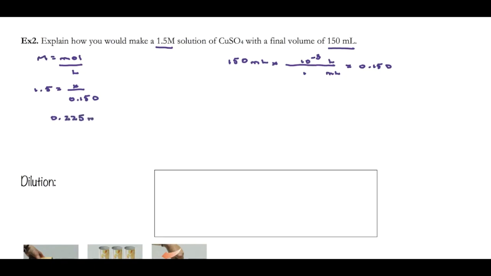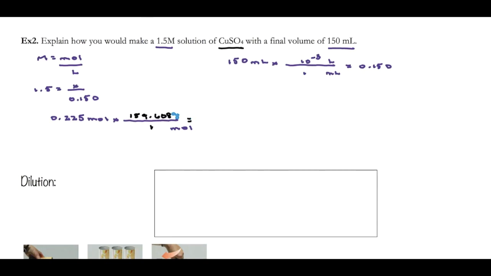Okay, perfect. However, I can't measure moles in the lab, so I'm going to have to get out of moles, and what I can measure with respect to mass is my grams. So the only issue here, I need to know the molar mass of copper sulfate. So the molar mass of copper is 63.546, the molar mass of sulfur is 32.066, and the molar mass of oxygen is 15.999, but I need to multiply that by 4 because I have 4 oxygens. And so the molar mass that I get of copper sulfate is 159.608 grams for every 1 mole.